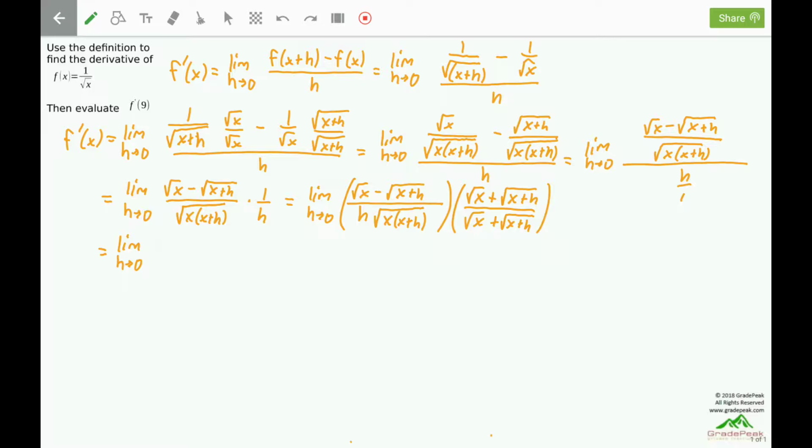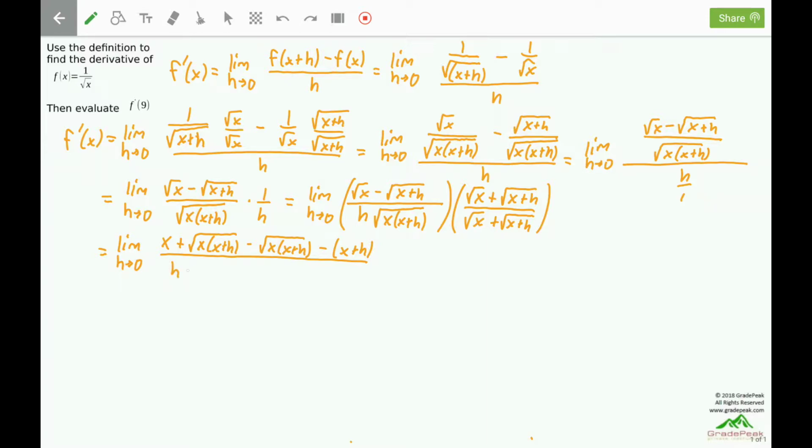First, root x times root x is an x. Outside, root x times a root of x plus h becomes a positive root of x times x plus h. Inside, negative root of x plus h times root of x will be a negative root of x times x plus h. And then last, we have a negative root of x plus h times a positive root of x plus h, which will be a negative of the quantity, be sure to put parentheses around it, of x plus h. That negative will need to distribute onto both of those terms.